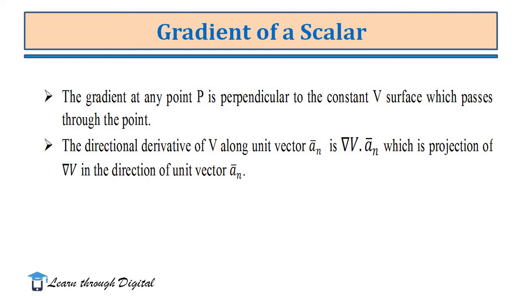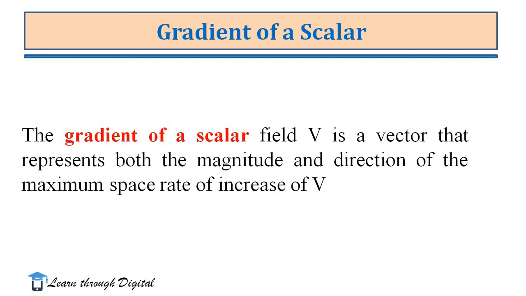The directional derivative of V along unit vector a_n vector is del V dot a_n vector, which is the projection of del V in the direction of unit vector a_n vector. These are all the properties of a scalar. The gradient of the scalar field V is a vector that represents both the magnitude and direction of the maximum space rate of increase of V.